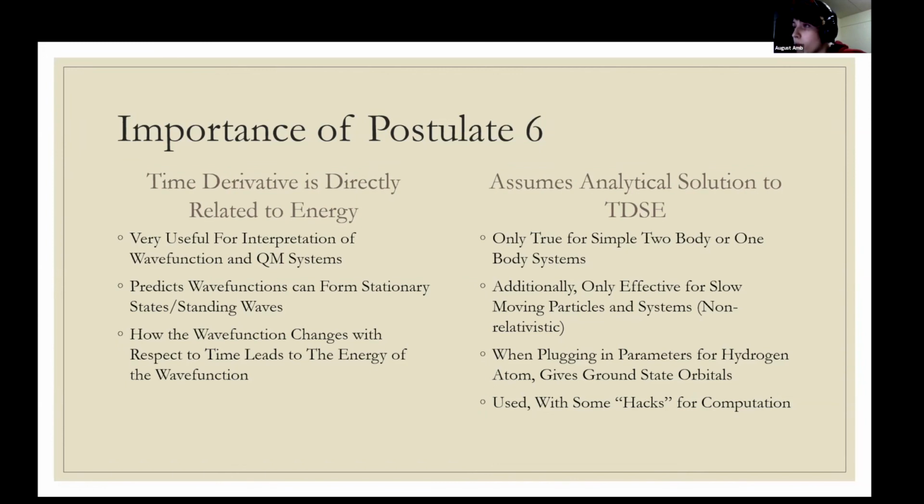Although one problem with it is that it assumes an analytical solution to the time-dependent Schrödinger equation, which unfortunately sometimes there isn't, depending on the wave function that you have. It's only true for simple 2-body or 1-body systems. Additionally, it's really only effective for slow-moving particles and systems because it's a non-relativistic equation. If you want to use it for fermions or electrons, basically, you want to use the Dirac equation. But otherwise, it's kind of useless when representing highly relativistic speed systems. As well, plugging in parameters for the hydrogen atom gives ground state orbitals, and it is used with some hacks for computation, such as the Hartree-Fock approximation, etc.